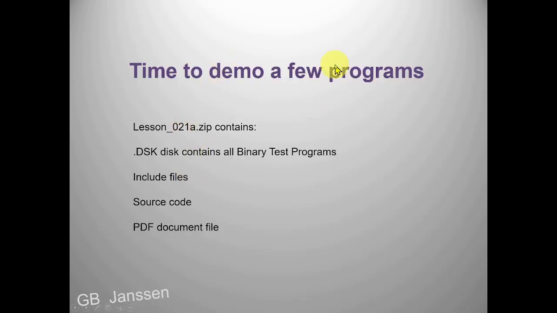Okay, we've seen a few programs. Okay, we're going to get a zip file. We'll tell you where to get it in the comments below. It's a disk file that has all the binary and BASIC programs you need to run all this stuff. You'll get the source code and the include files. You get everything. Remember, the source code is just my raw test programs. I didn't clean it up at all. And the PDF document that we looked at earlier.